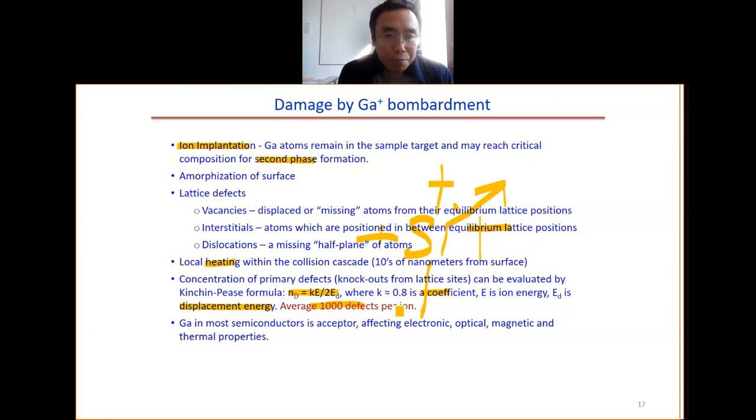We have the ion beam. Here we have a factor of K, 0.8, and also a factor of 2. You don't need to worry about the K or 2. You just need to know it is roughly on the order of E over ED. That is good enough. The gallium is an acceptor for semiconductor materials, because gallium is in the same group as boron. This is the periodic table. Gallium is in the same group as boron. As a result, it is an acceptor, like boron.